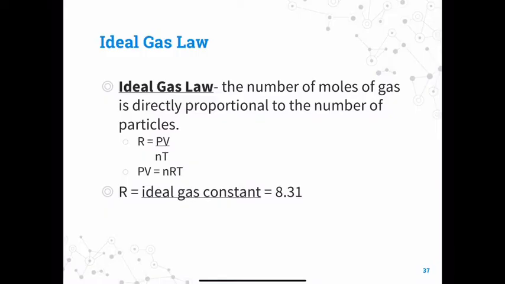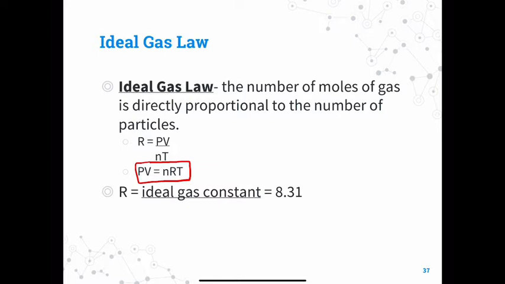But what we're really going to talk about today is the ideal gas law, which can be a little tricky, and then Avogadro's law, which should honestly be just review for you. So let's look at the ideal gas law. The ideal gas law says that the number of moles of gas is directly proportional to the number of particles, okay? And we're going to see that demonstrated more through Avogadro's law. When we look at the ideal gas law, I typically look at it in the formula PV equals nRT. That is the formula for the ideal gas law.